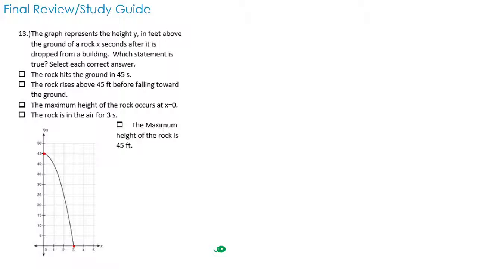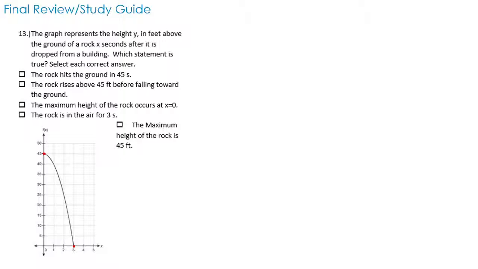So let's look at the second one. The second one says the rock rises above 45 feet before falling towards the ground. If we look at the graph and the direction it takes, it starts at 45 feet and then it just starts going down. If it were to go up first and get above 45 feet, it would go up first and then go down. But it doesn't do that. So that second statement is also not true. 45 feet is the highest it goes.